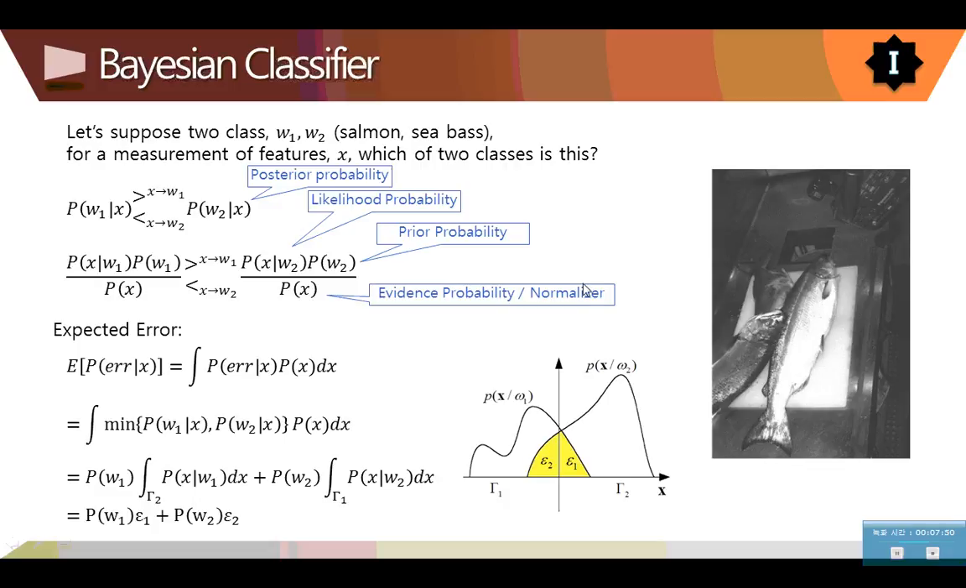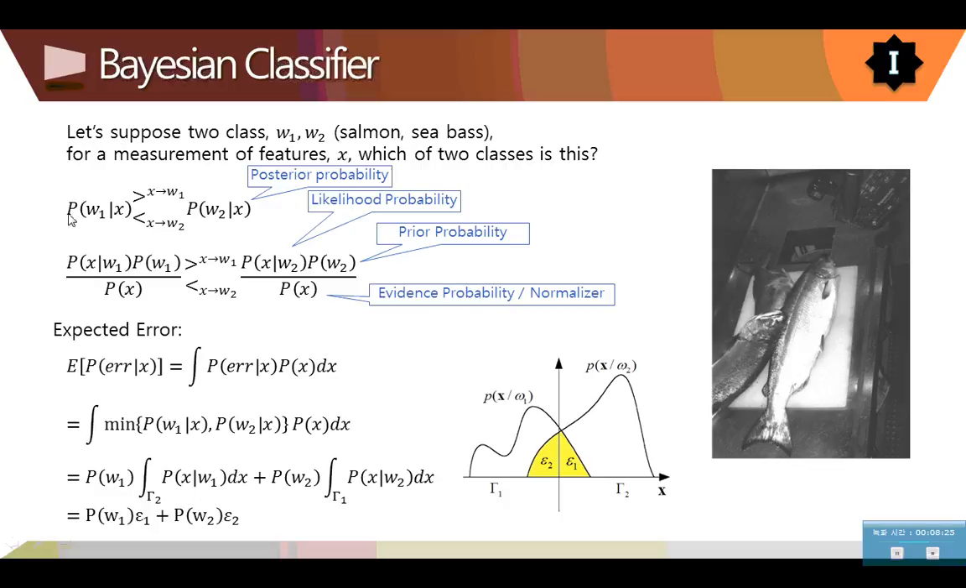So let's go back to our example. We want to classify between the salmon and sea bass. So let's say that salmon is omega 1. We will denote it as omega 1 and sea bass as omega 2. And let's say that we measure a feature. Let's say the width. I will denote it as x. So let's say I measured the width and it turned out to be 2 centimeters. Which object, is it a salmon or a sea bass, that I measured 2 centimeters from? So this is the problem that we are interested to classify.